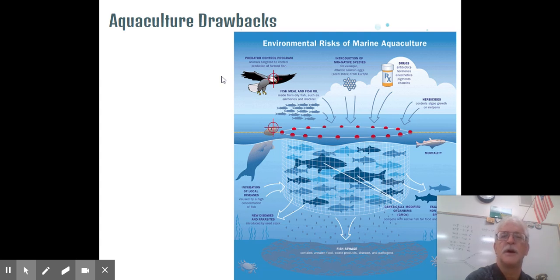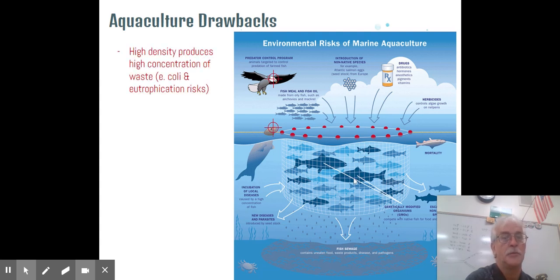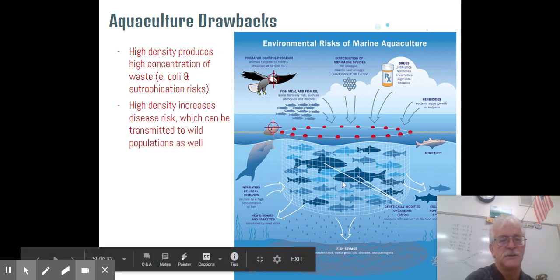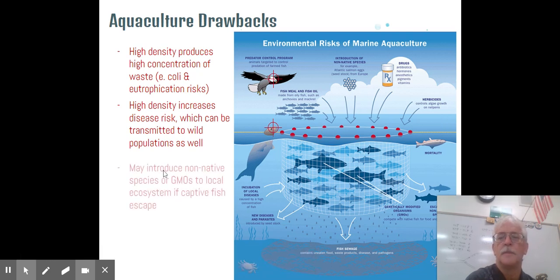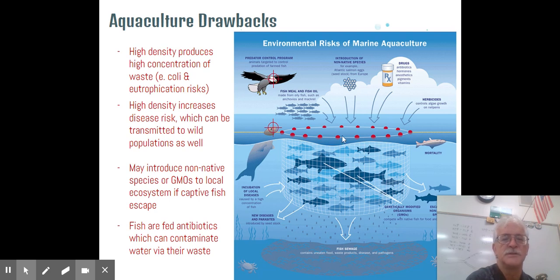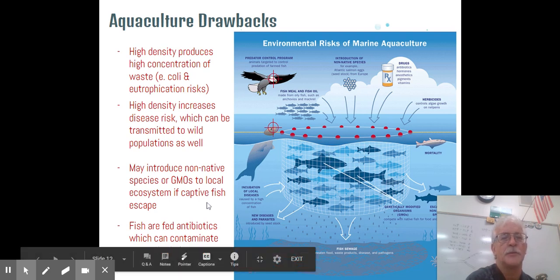Some of the drawbacks of aquaculture is the high density. They produce a lot of waste, which can cause problems to the fish in the surrounding areas. With the high density, there may be disease, which can be shifted to the outside. If we put in genetically modified organisms, this is not 100% secure, and so some of these GMOs may get out into the wild and contaminate those around them. When they're in here, they're sometimes fed antibiotics.